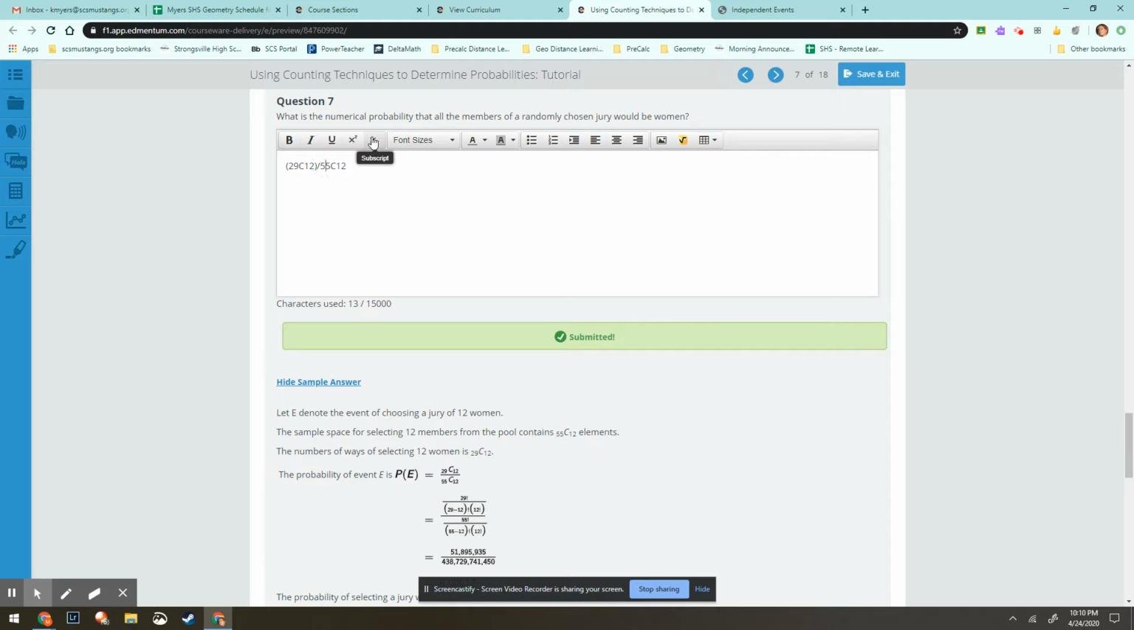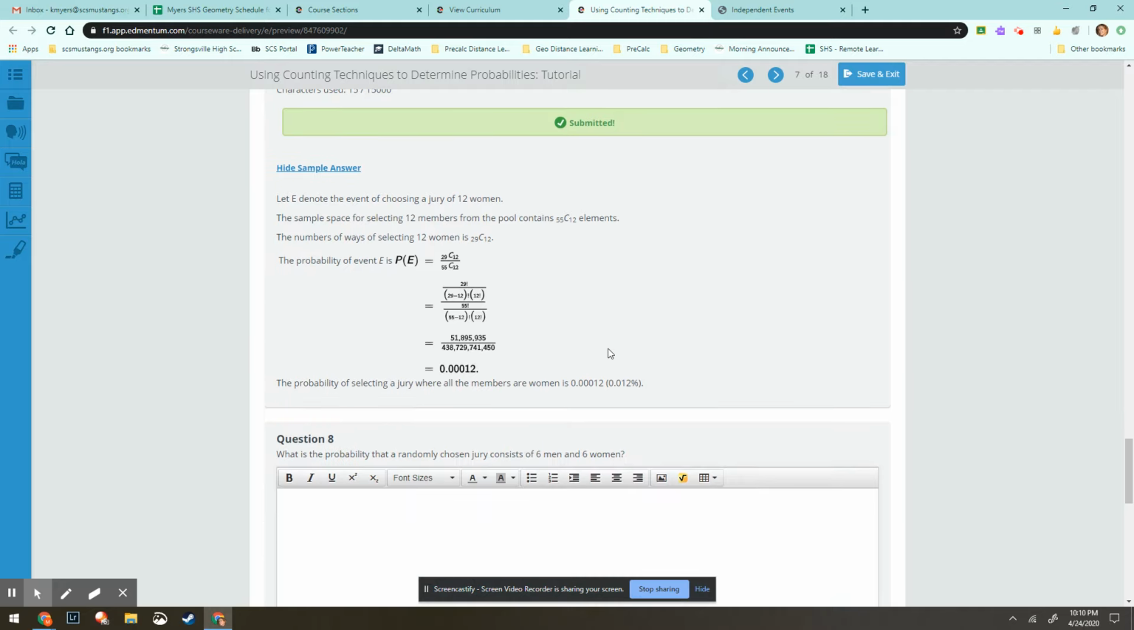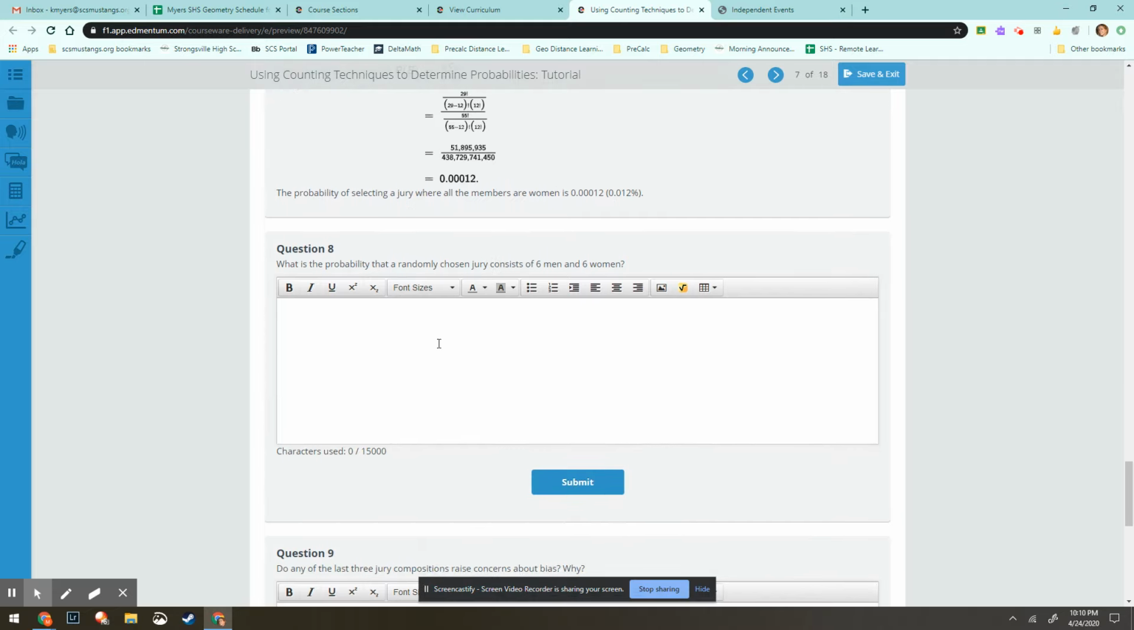So when you're putting this in your calculator, you want to make sure you put parentheses around each of those, just so that it calculates it out correctly. Okay, so it's a 0.00012 probability, which is a 0.012% chance of that being random. What is the probability? So that's that scenario.